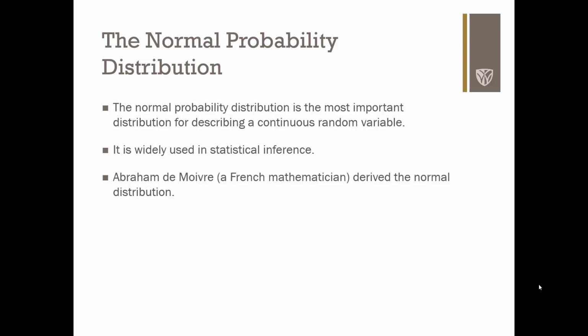In this lecture, we'll introduce the normal probability distribution. This is probably the most well-known continuous probability distribution, and it's one of the most important because it provides the foundation for almost everything we're going to do for statistical inference. So we want to be sure that we understand a little bit about the normal distribution and its properties and how to compute probabilities using this distribution.